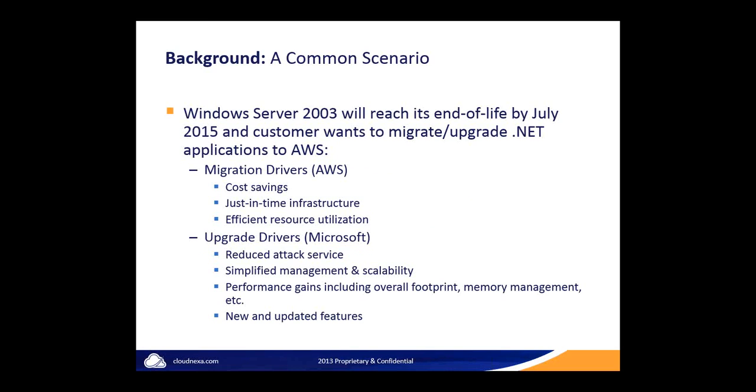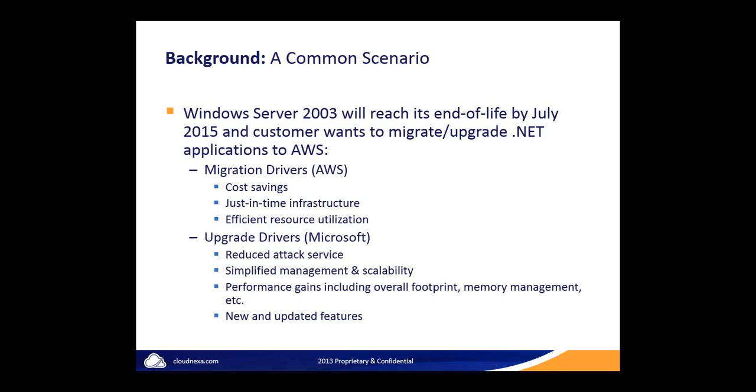So let's consider a typical scenario. We have a customer who either self-hosts their own environment or has their infrastructure hosted at a data center or co-location. Windows Server 2003 is nearing its end of life, and this acts like a catalyst for them to start thinking about upgrading their .NET applications. But since they're already going to be investing time into upgrading, they also want to use this exercise as an opportunity to migrate their applications into the cloud. They've chosen to go with AWS because of the immediate perceived benefits.